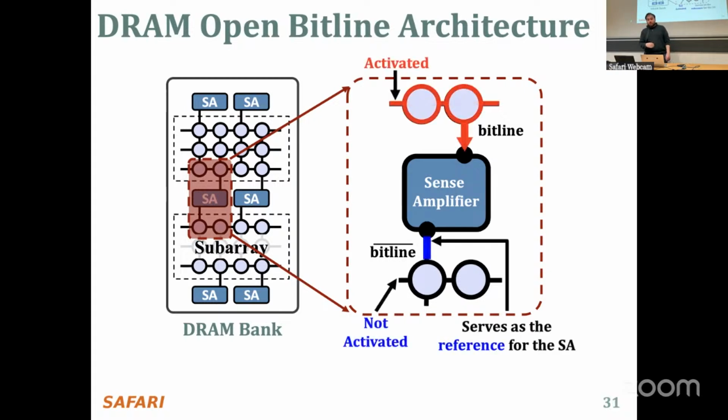Upon an activation, for example, we activate the row from the upper subarray, we see that the bit line bar in the lower subarray is not activated and serves as the reference for the sense amplifier. And note that the sense amplifiers consist of back-to-back NOT gates. So after a successful activation, bit line and bit line bar will have the complementary value. For example, bit line will have 1, while a bit line bar having 0. So in this study, we will leverage this component and this operation.